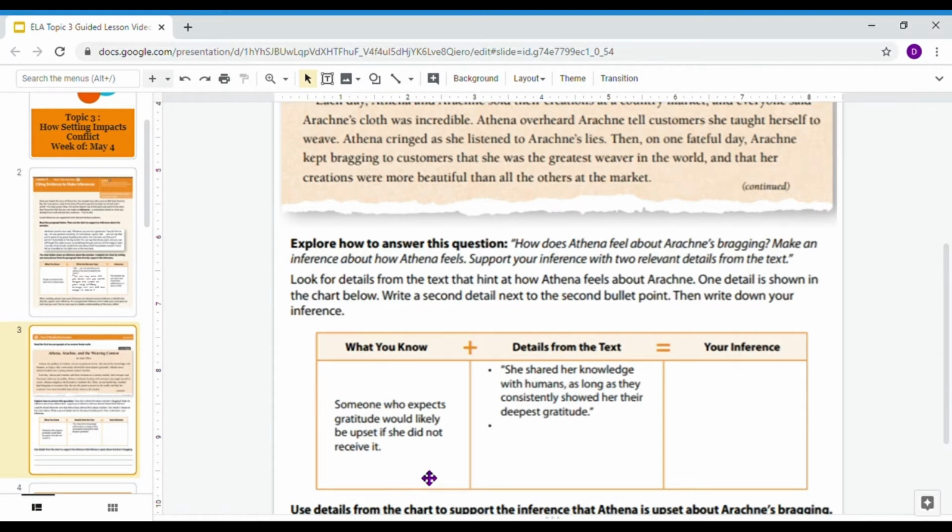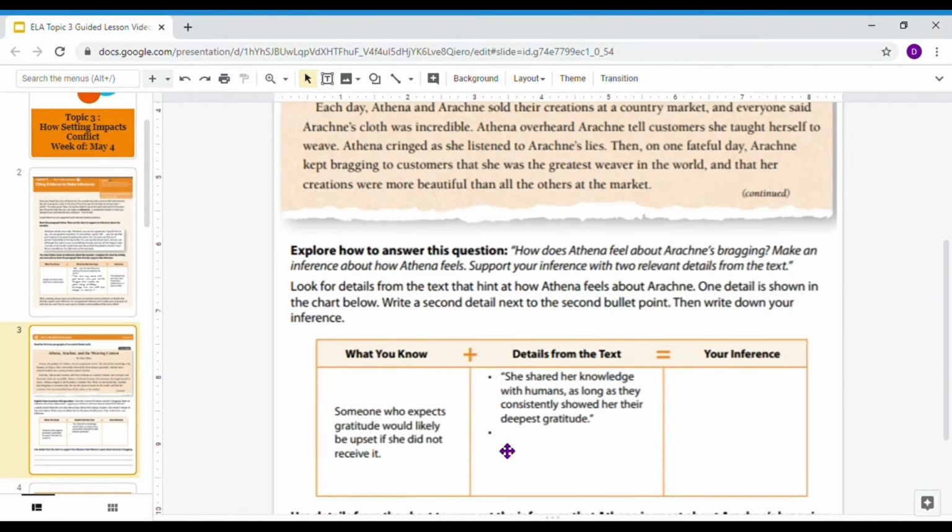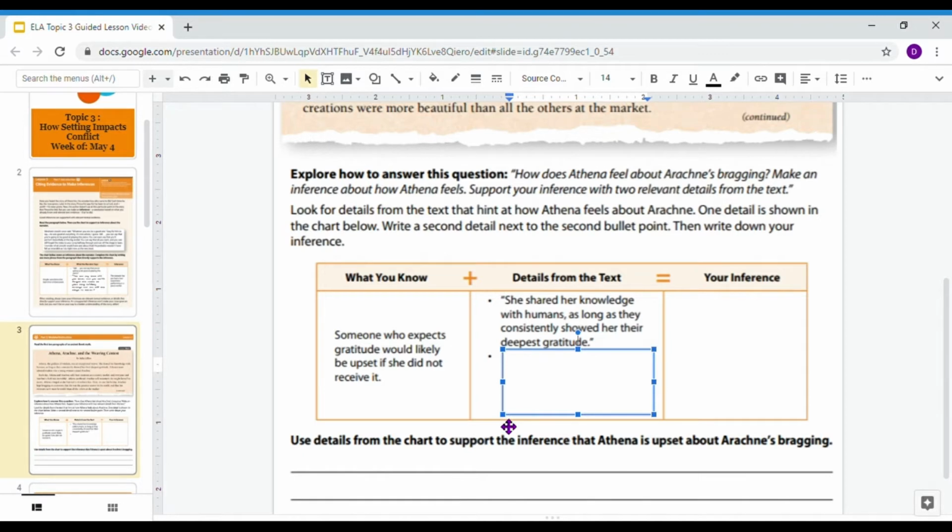But when she hears that Arachne's bragging, how does she react? It says Athena cringed. And if you don't know what a cringe is, it's when you make a weird, disgusted look with your face. So, Athena cringed. Remember, I'm taking a direct quote from the story, so I'm putting that in quotation marks. So, "Athena cringed as she listened to Arachne's lies."